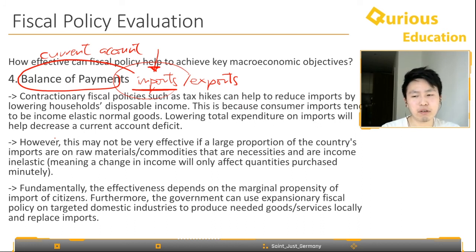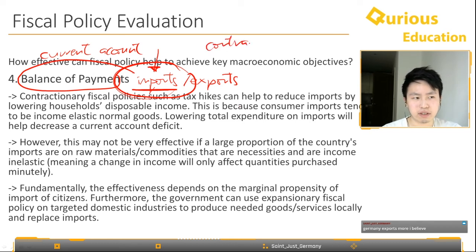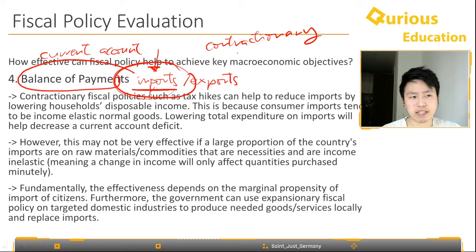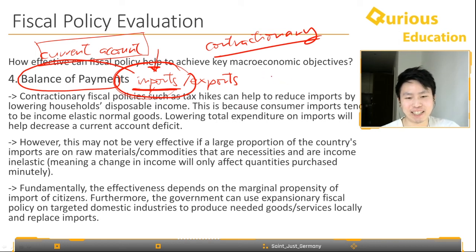So the reason importing more is not necessarily good for the economy is because, again, the economy is losing money, or money is flowing out of the economy in order to buy goods and services from other countries. So one of the ways to reduce imports would be to use contractionary fiscal policy. Because if we increase the level of taxes, then people would have less income left over for these expensive imports or exotic goods from other countries. Then they would reduce the level of imports and help the current account.